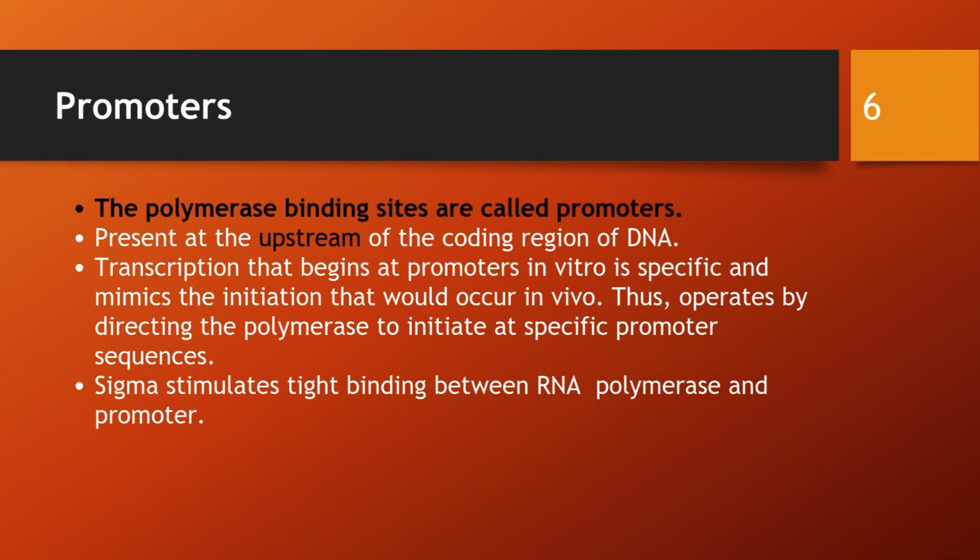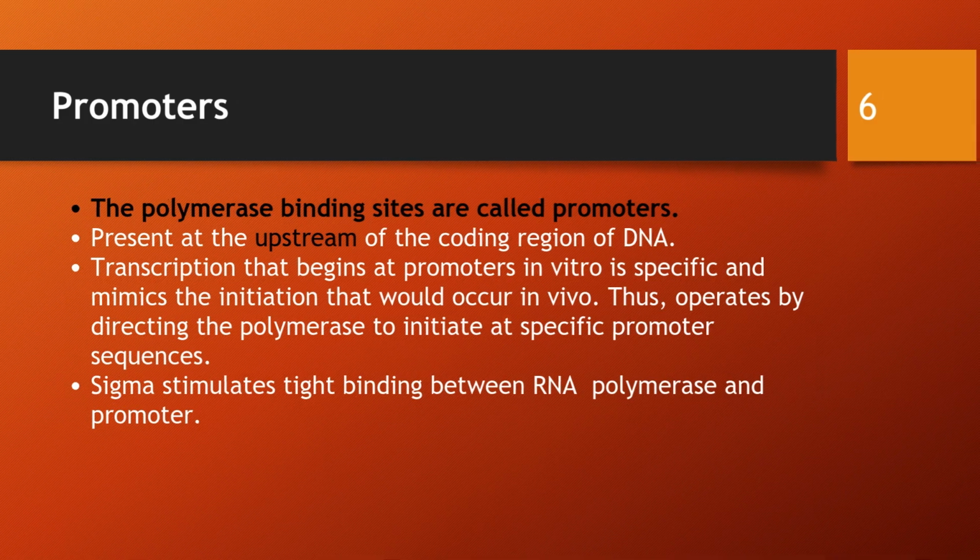So, what exactly are these promoters? Promoters are specific DNA sequences that act as binding sites for the RNA polymerase. They are located upstream, meaning before the actual coding region of a gene. You can think of a promoter as a "start here" sign for the transcription machinery. In the lab, when transcription begins at a promoter, it mimics what happens in a living cell. The sigma factor we just discussed is crucial because it helps the polymerase bind tightly to these promoter sequences.